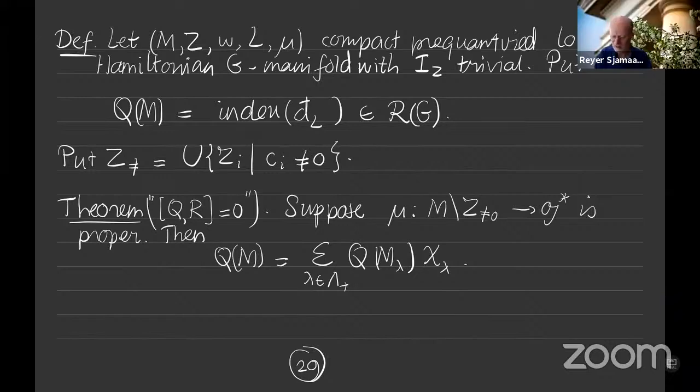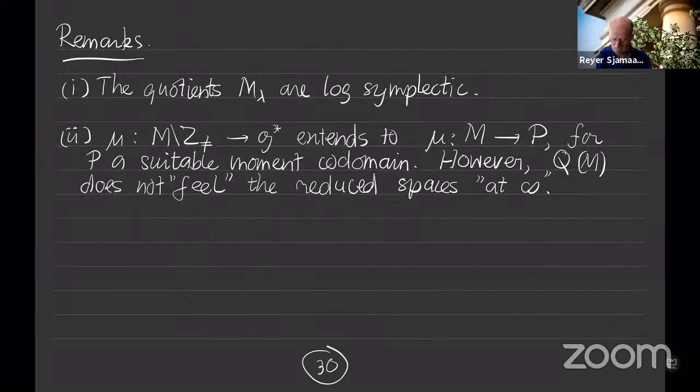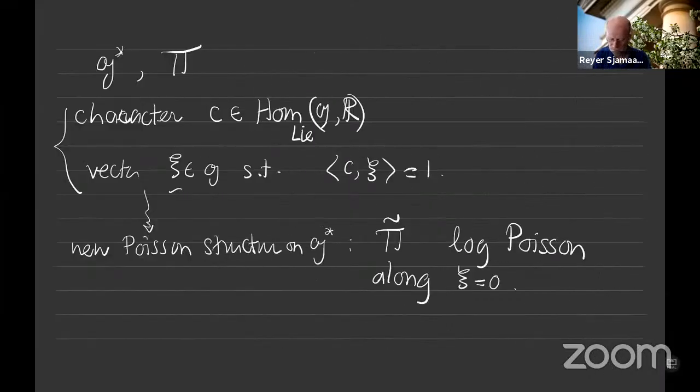You defined the quantization, which involved little omega and the line bundle L. What is the relation between omega and L? Oh, yes. You caught me out. I told a little bit of a lie here. So let me try to correct that. So what is this pre-quantum line bundle?